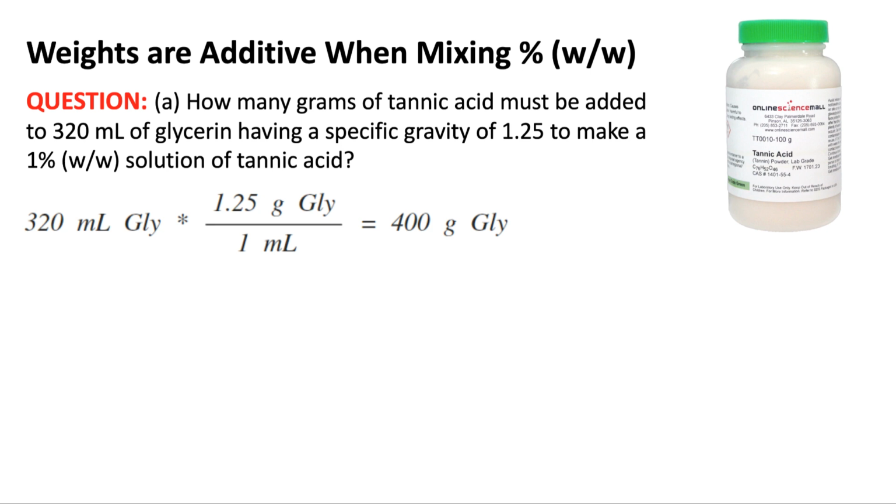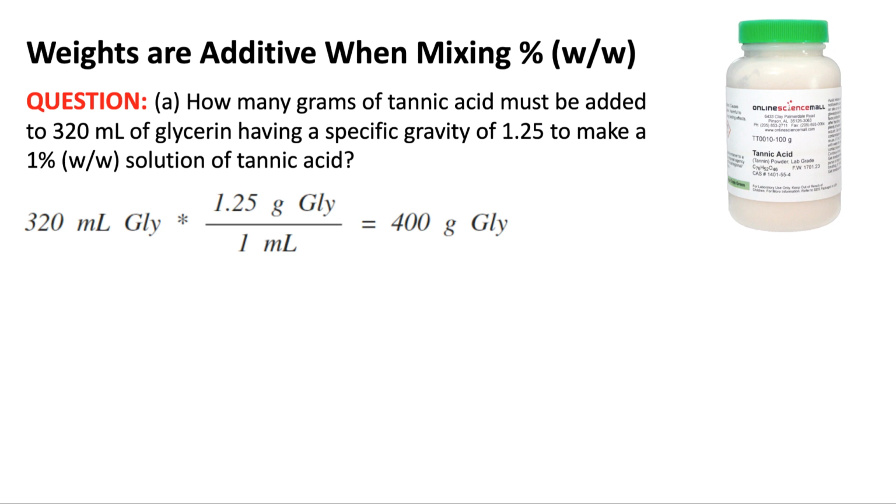We would do that by taking 320 milliliters of glycerin, multiplying it by its density or specific gravity, which means 1.25 grams of glycerin per milliliter. That way the units of milliliter cancel. So 320 times 1.25 would be 400 grams of glycerin. So now we know how much glycerin we are going to be combining with our tannic acid. The problem is we don't know how much tannic acid.